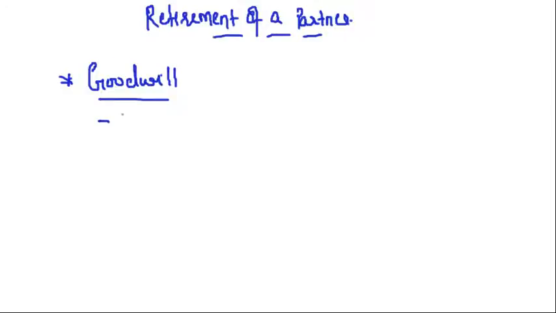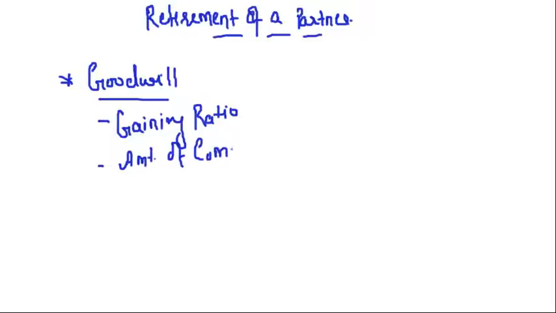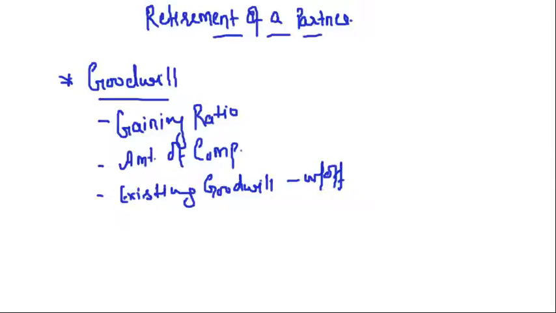For that, what we require is the gaining ratio. The second thing we require is the amount of compensation payable. We also discussed that if there is any existing goodwill appearing in the books, then it has to be written off among all partners. All partners means including the retiring partner.